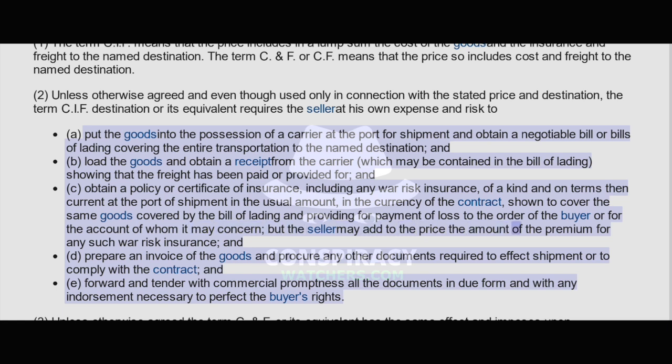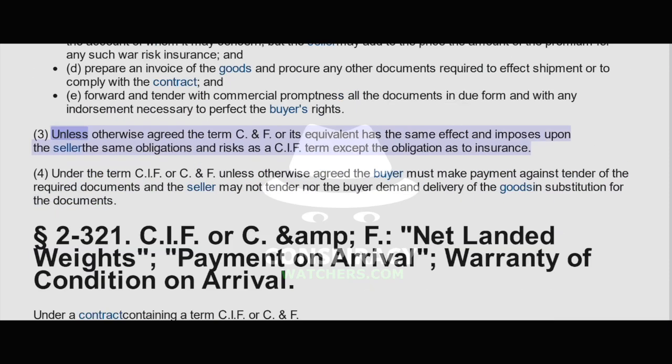the price the amount of the premium for any such war risk insurance, and prepare an invoice of the goods and procure any other documents required to effect shipment or to comply with the contract, and forward and tender with commercial promptness all the documents in due form and with any endorsement necessary to perfect the buyer's rights. Unless otherwise agreed, the term C and F, or its equivalent, has the same effect and imposes upon the seller the same obligations and risks as a CIF term, except the obligation as to insurance.